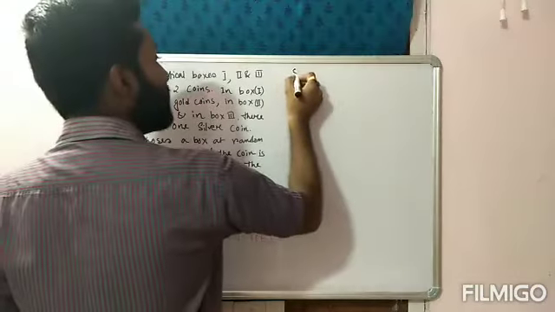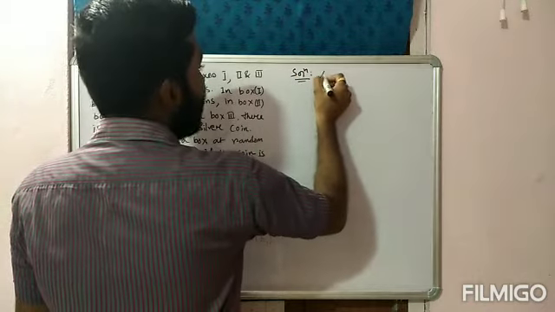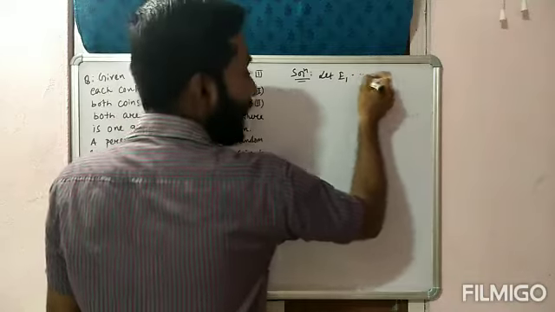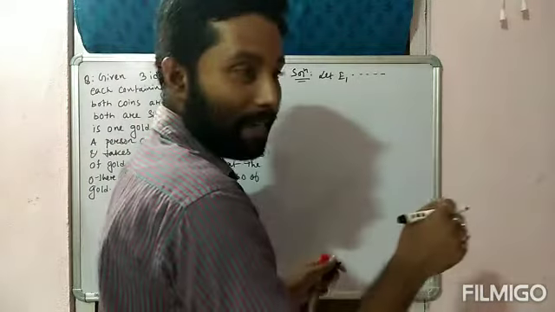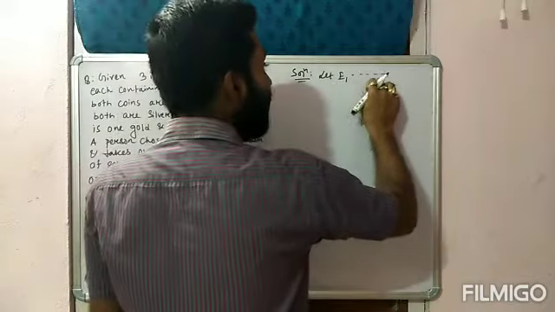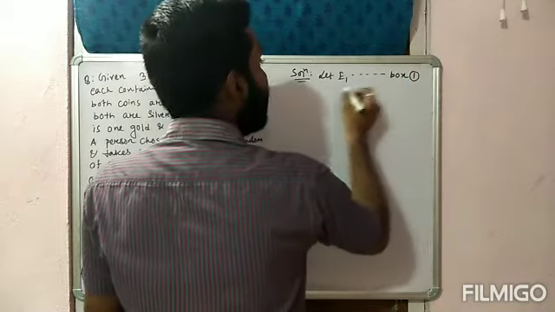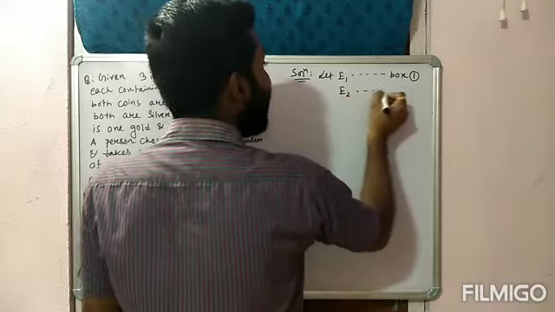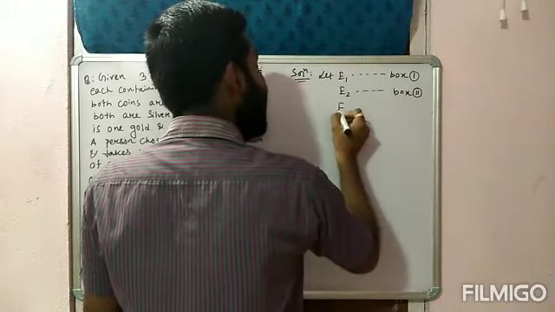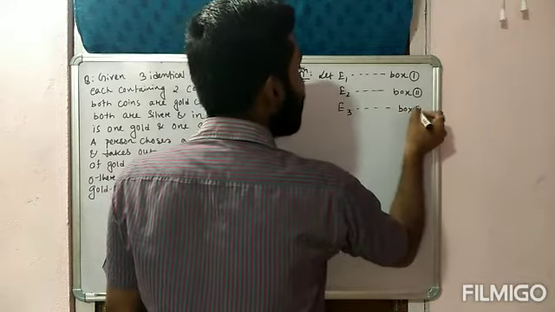Okay, let's check the solution. Since there are three events, let E1 be the event. I am not writing the whole statement, I am just telling you, you have to write. Okay, let E1 be the event of selecting box 1, E2 be the event of selecting box 2, and E3 be the event of selecting box 3.